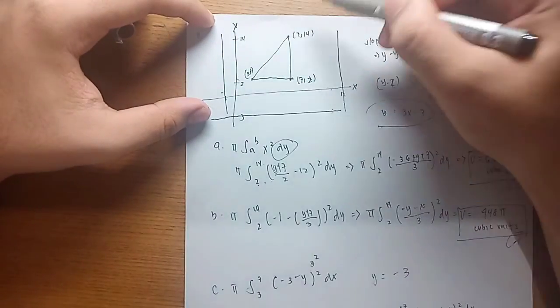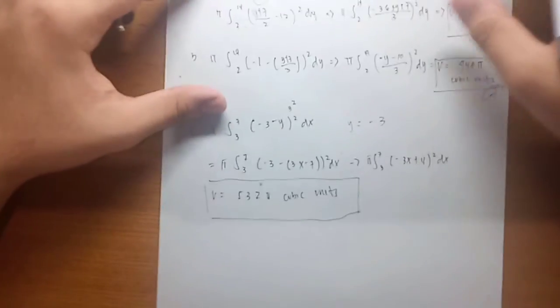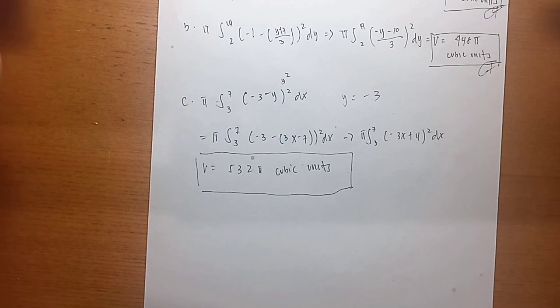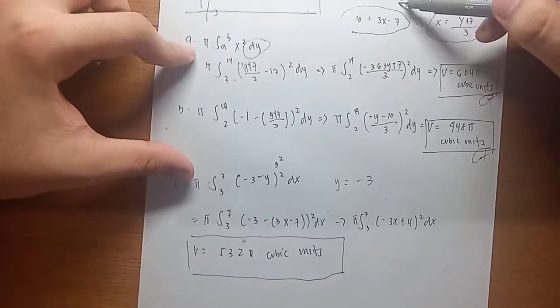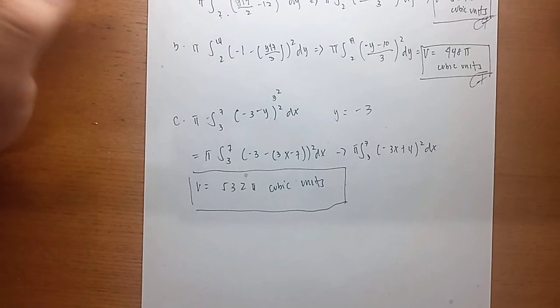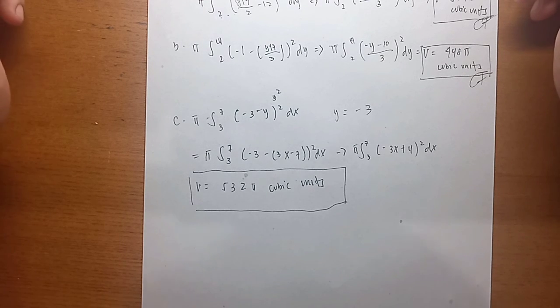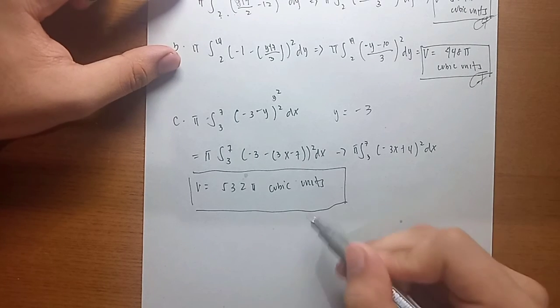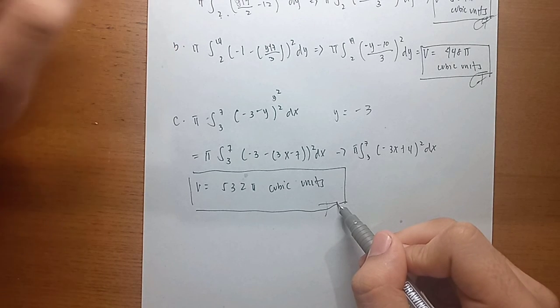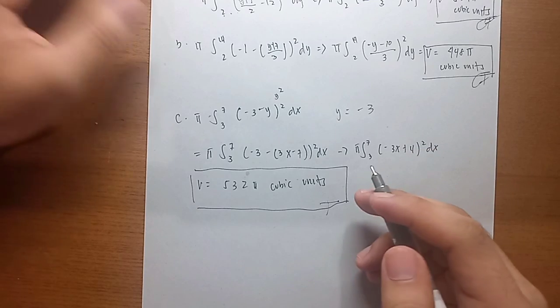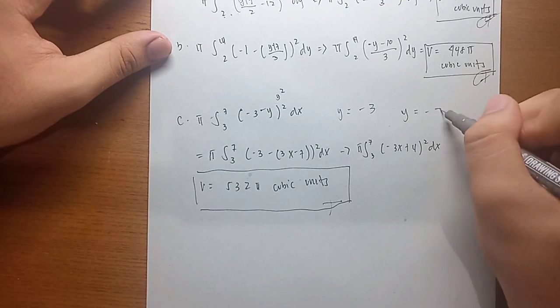It will now be the x-intercepts. By simple application, pi integral of -3 minus 3x minus 7 squared dx, and if we simplify it, it will now be pi integral of -3x plus 4 squared dx from 3 to 7. By simply putting it in the calculator, we came up with the final answer: volume is equal to 532 pi cubic units if we rotate it about y is equal to -3.